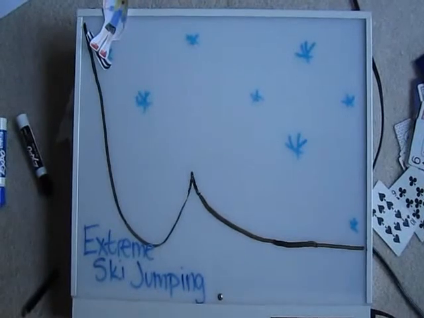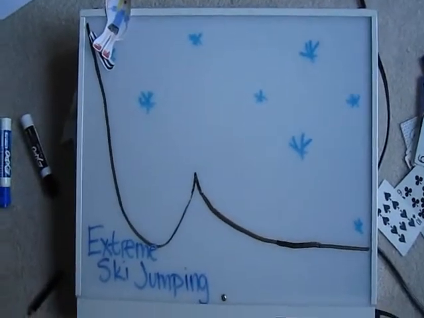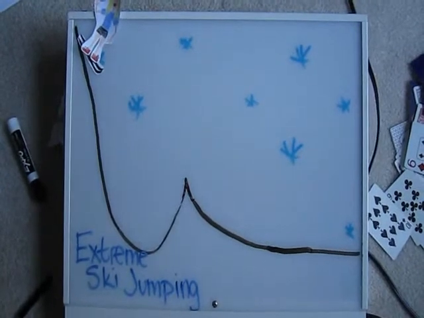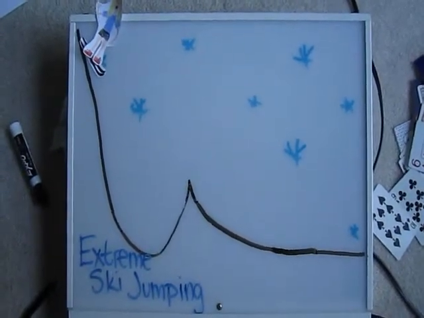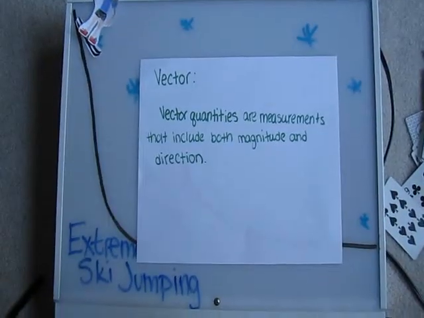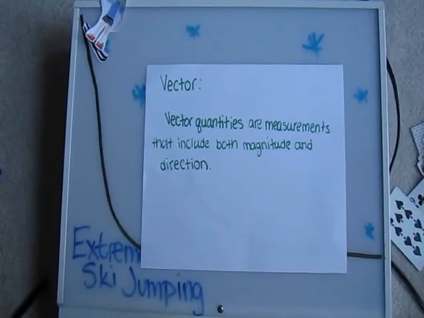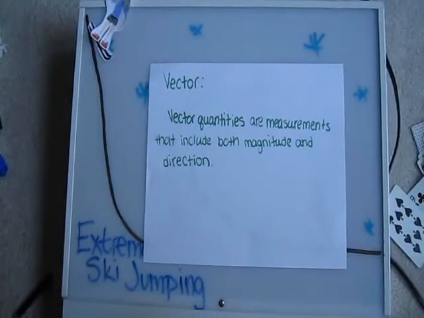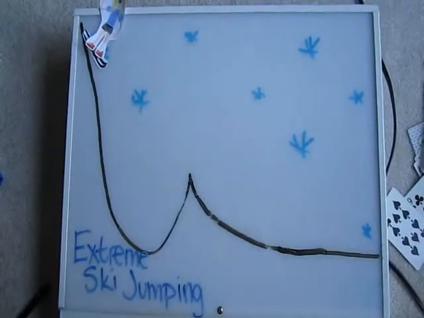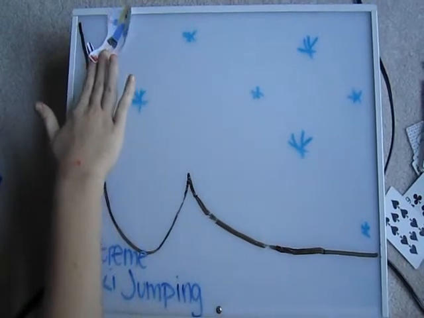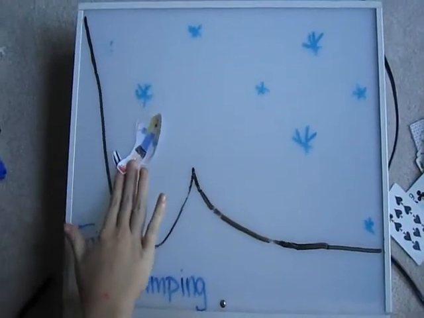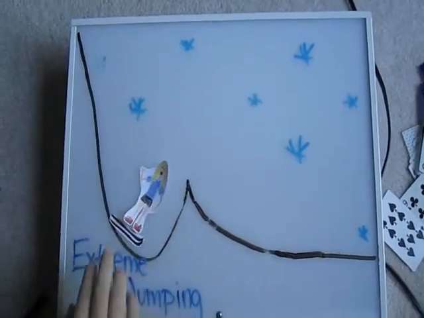To understand the concept of positive and negative acceleration, Rachel will be showing off her extreme ski jumping abilities. As you learned in episode 5, acceleration is a vector quantity. Vector quantities are measurements that include both magnitude and direction. As Rachel starts her run down the slope, she is accelerating because her speed is increasing. This can otherwise be defined as positive acceleration.